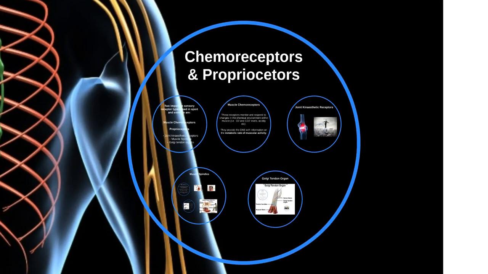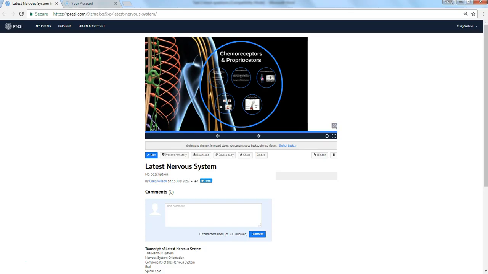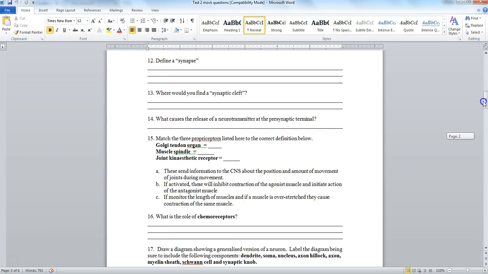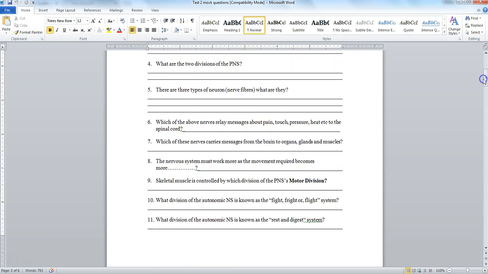Alrighty, so we're on to the last bit, and that is chemoreceptors and proprioceptors. What we're going to do though is dive in and answer the questions from the stuff we just talked about and get them done. So we'll go back up here. We're finishing off page 1 here, the different divisions. Number 9, skeletal muscle is controlled by which division of the PNS's motor division? And the answer to that is the somatic division, SOMATIC division.